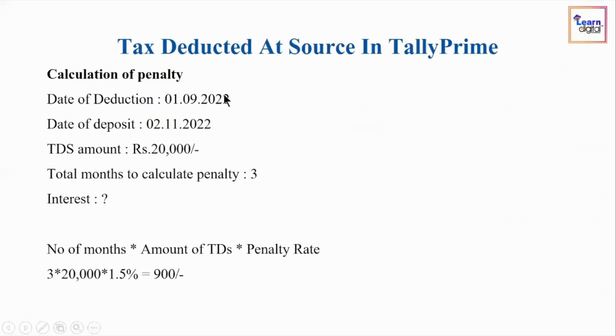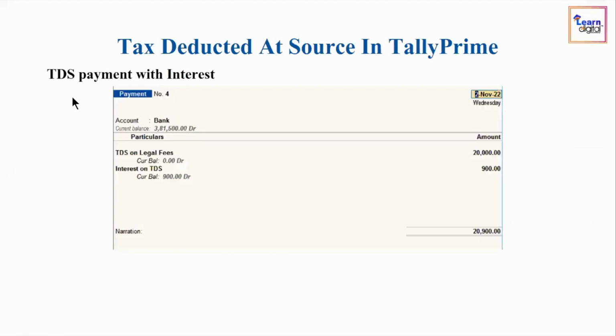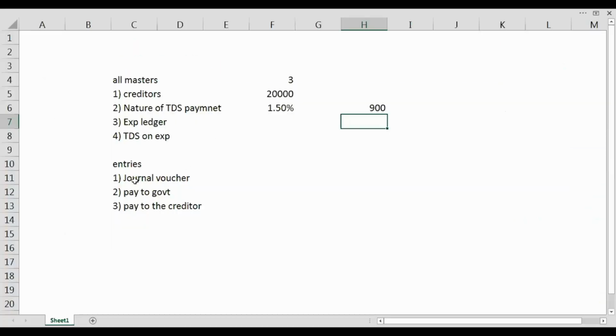We can calculate the TDS amount, calculate the penalty amount on TDS, and enter the TDS payment with interest. So, we are done with this. We paid the amount to the government along with the penalty also. Now we will pay the creditor. How much is to be paid to the creditor? Let's see.